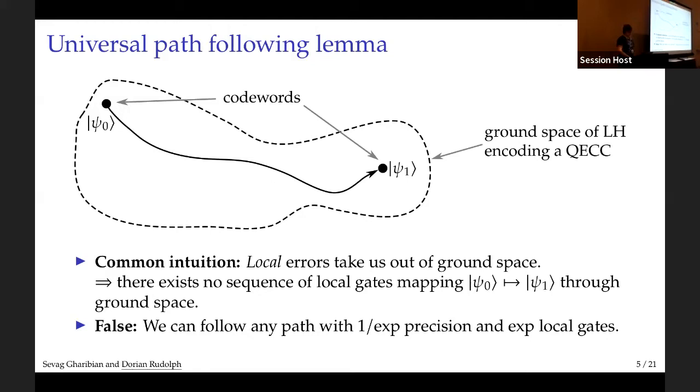We know that if psi0 and psi1 are orthogonal, then we can always have a continuous path through the ground space between them. Our result is that we can create a sequence of local gates that approximately follows this path. This path doesn't follow it exactly, so it might leave the ground space just a little bit.